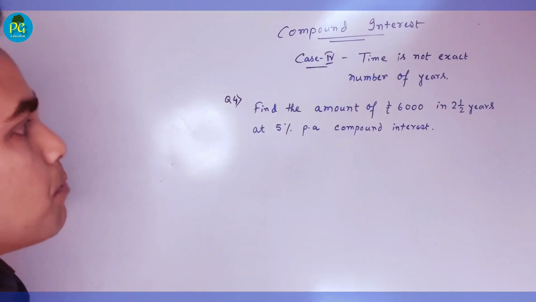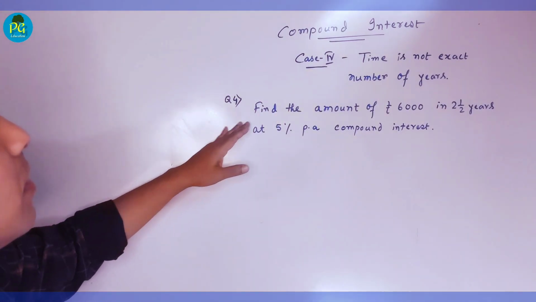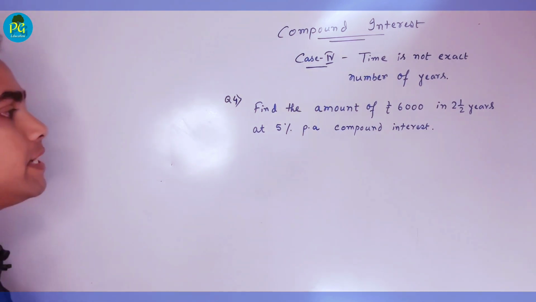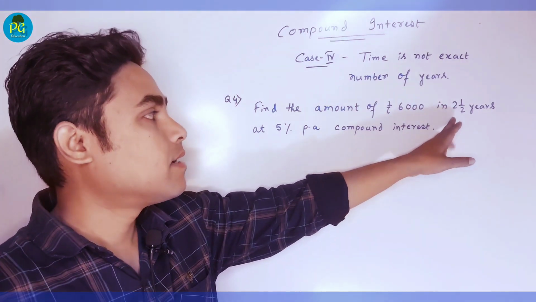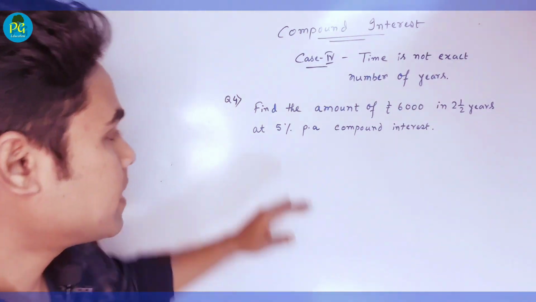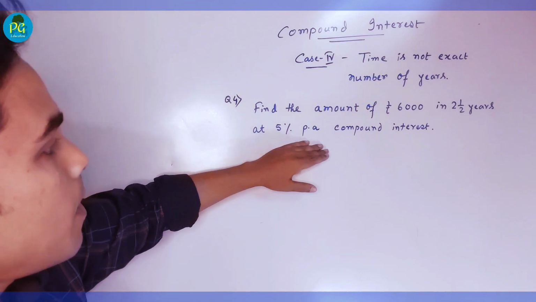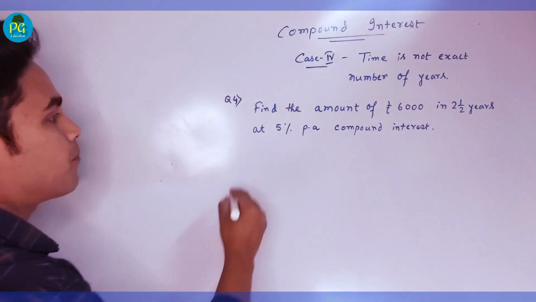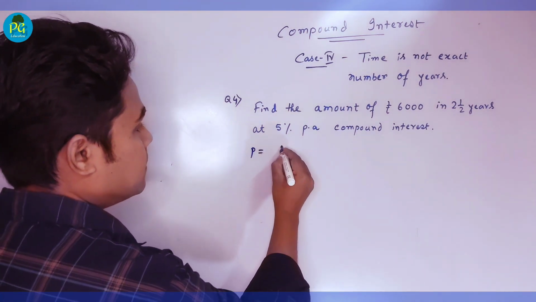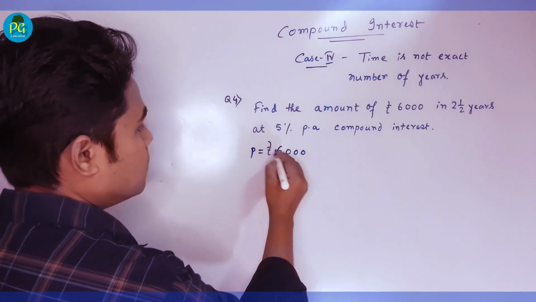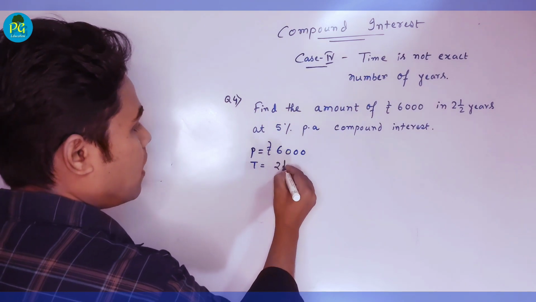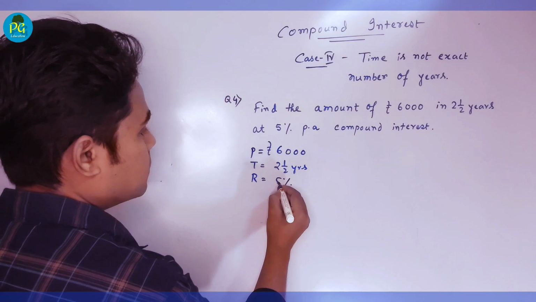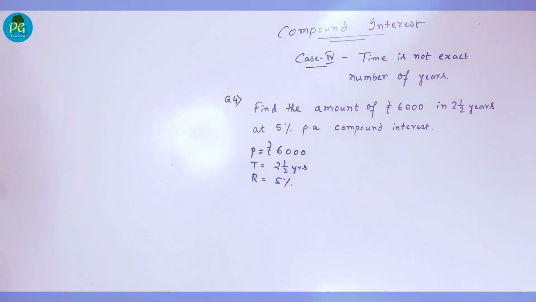Time is not an exact number of years. Let us take an example. Find the amount of 6,000 in 2.5 years at 5% PA. Here you look, the number of years is 2.5 years, whereas the rate is given per annum, that means it is compounding annually. So how can we find it out? Here you look, principal is 6,000, time is 2.5 years, rate is 5%.